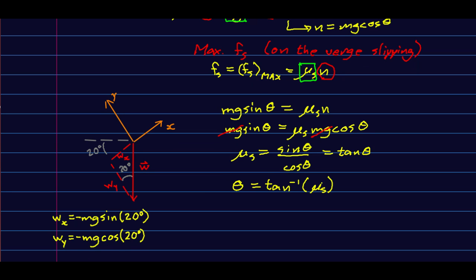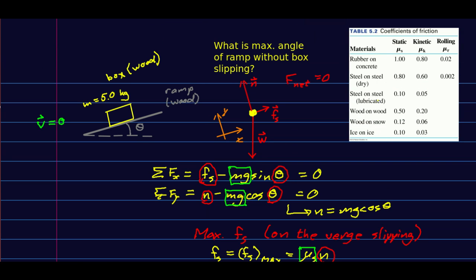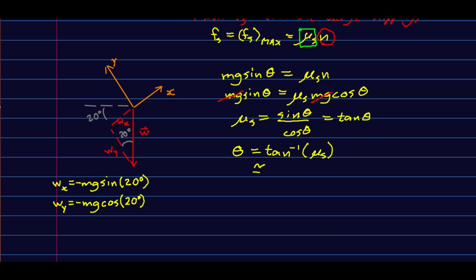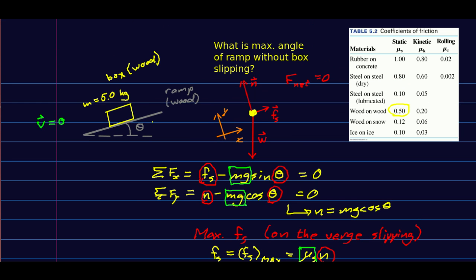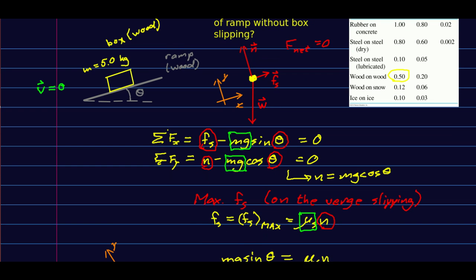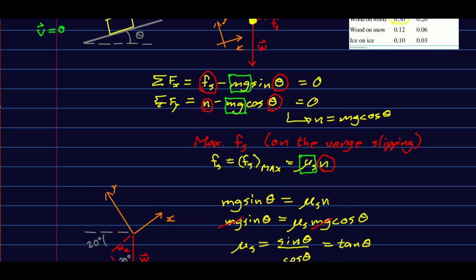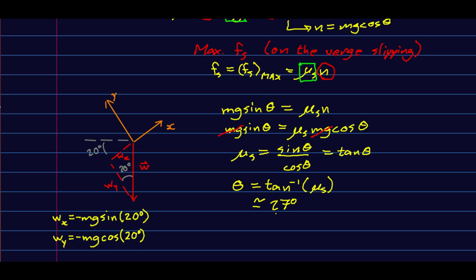If you plug that into your calculator with the μs of 0.5 for wood on wood, you're going to find that that gives you something around 27 degrees. Now really, before, when I had set this angle to 20 degrees, we should have checked whether that exceeded this before deciding that we were able to calculate Fs. But we see now that we were okay.